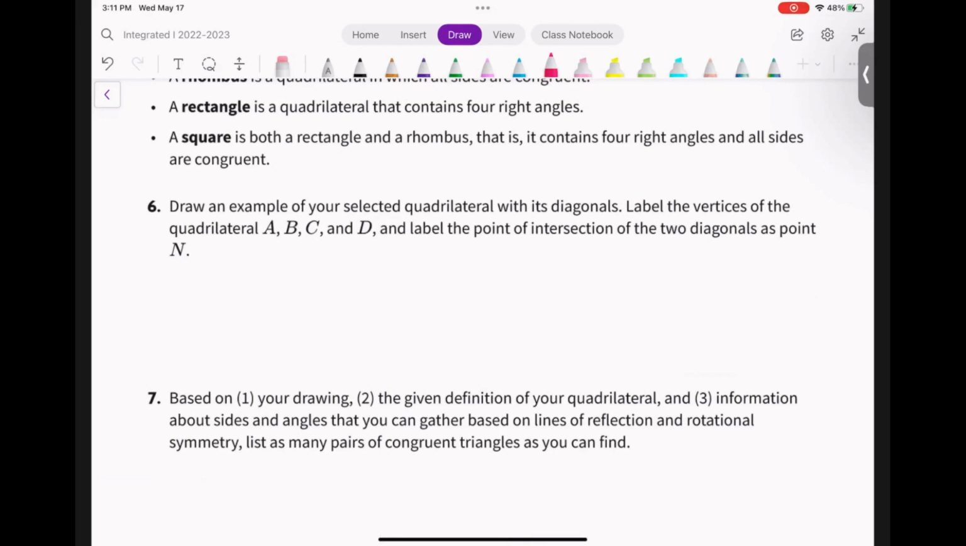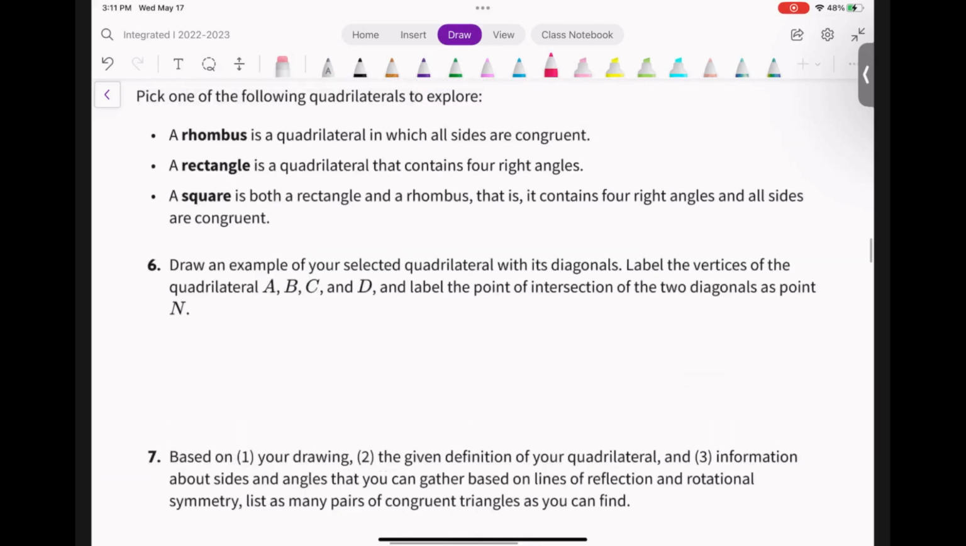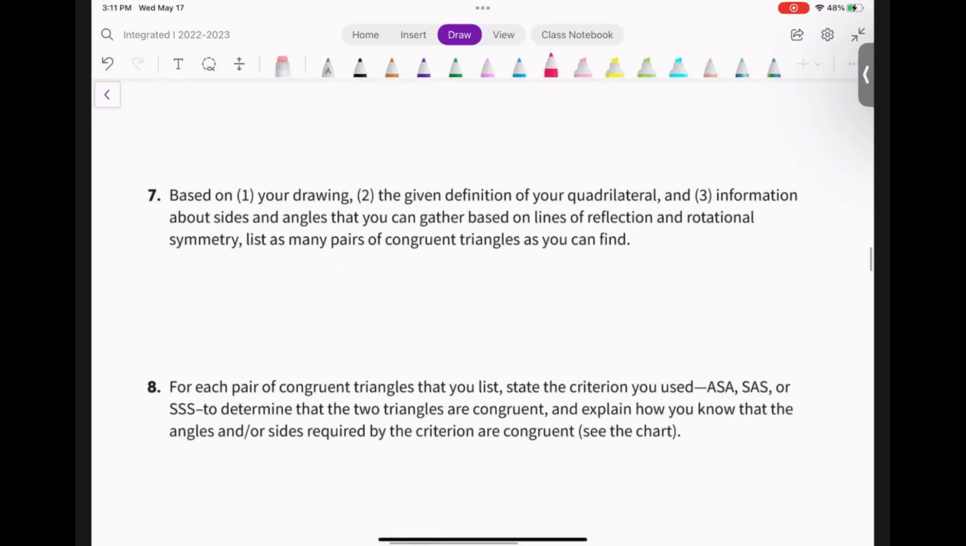So they want you to draw your quadrilateral. You pick one, label the vertices with A, B, C, D, and label the point of intersection of the two diagonals as N. So then they want you to look at that. So go ahead and do that. Based on your drawing and the given definition of your quadrilateral and the information about the sides and angles that you gather based on lines of reflection and rotational symmetry, list as many pairs of congruent triangles as you can find. Now, here's where your skill comes in.